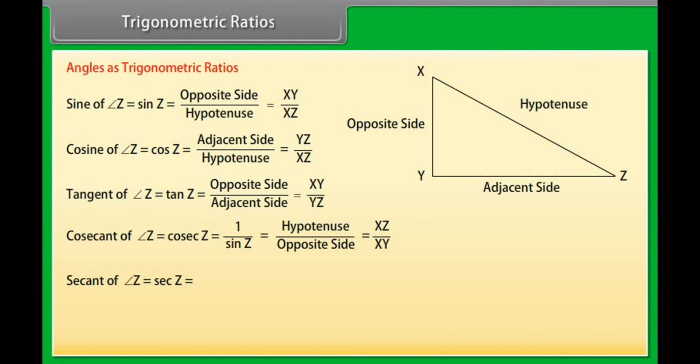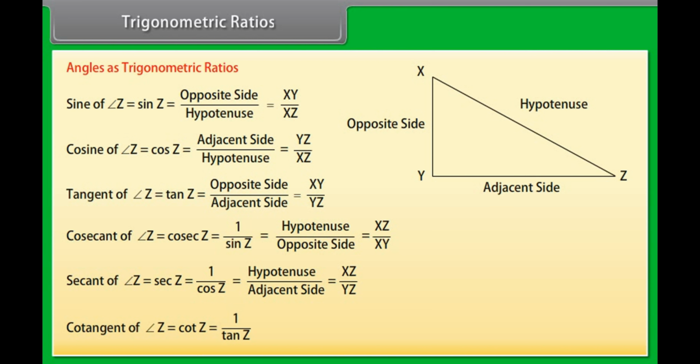Secant of angle Z is equal to sec Z equals 1 upon cos Z equals hypotenuse upon adjacent side. Cotangent of angle Z is equal to cot Z equals 1 upon tan Z equals adjacent side upon opposite side.